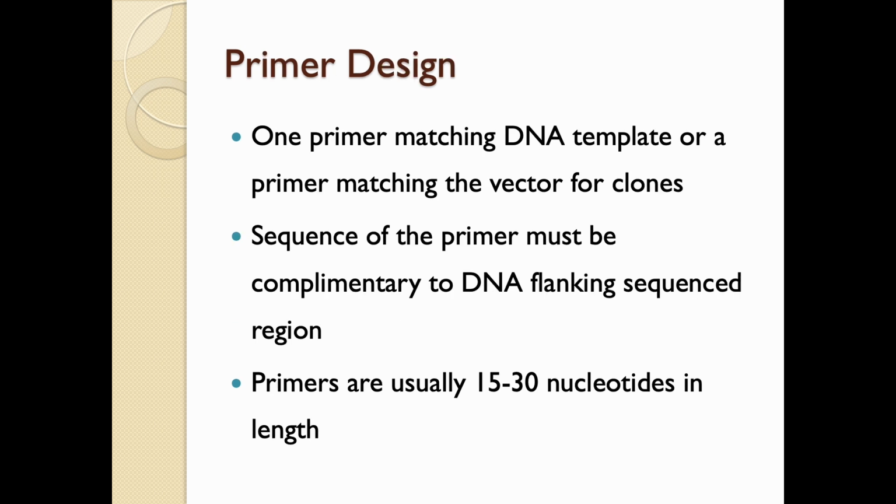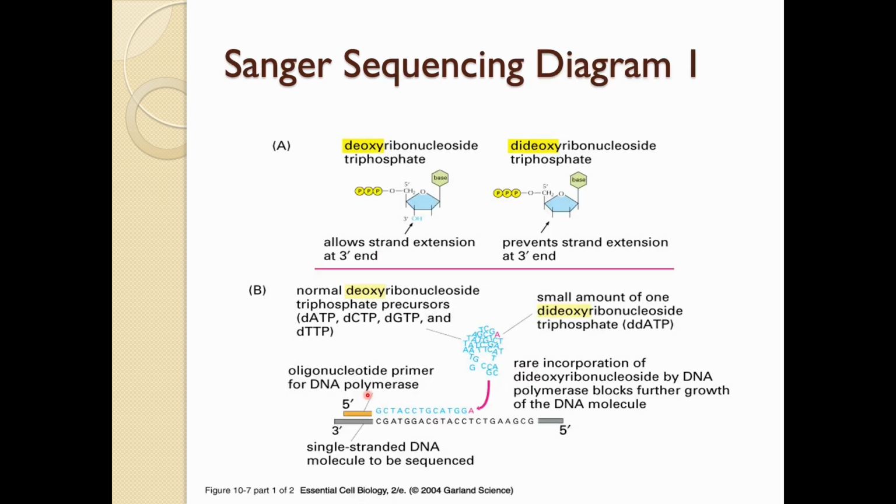Okay, let's talk about the primers for sequencing. You only need one primer for sequencing, and the primers are short DNA sequences that bind near the region that you want to sequence. They must be complementary to the flanking region and are typically 15 to 30 nucleotides in length.